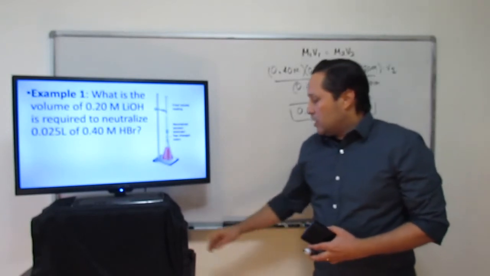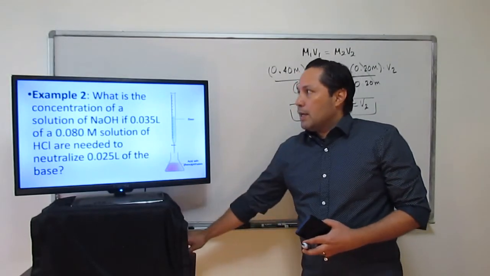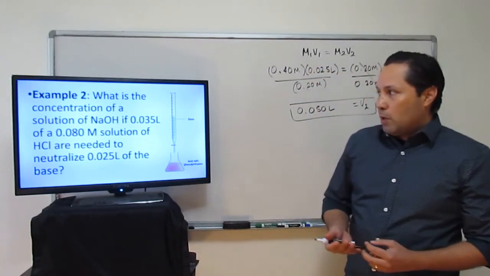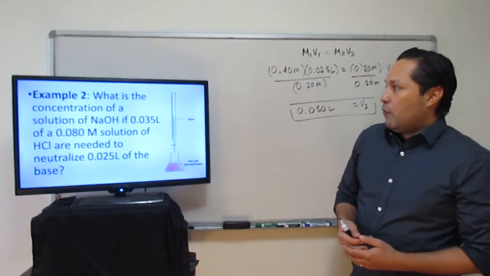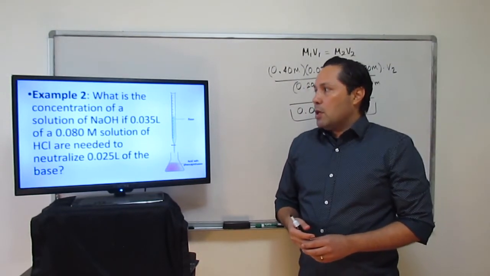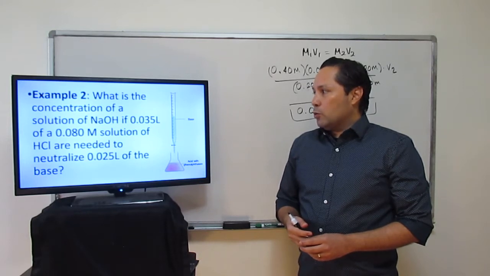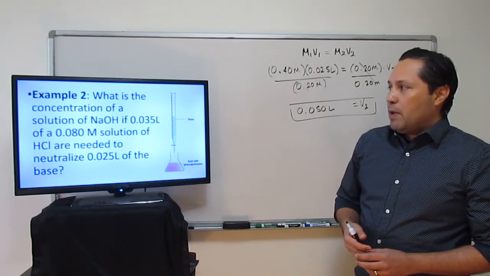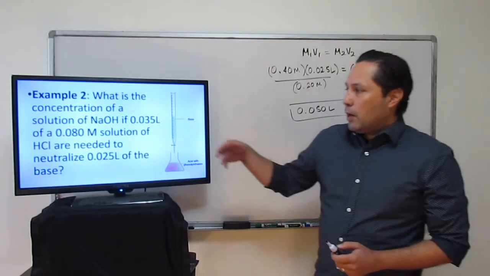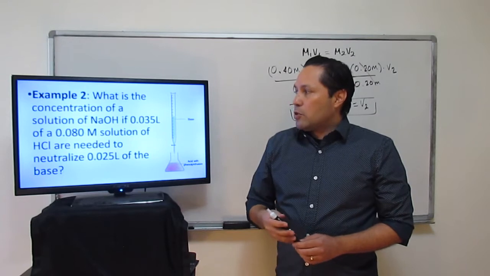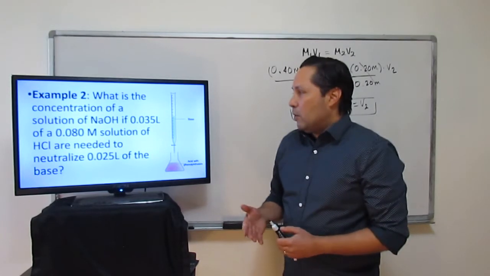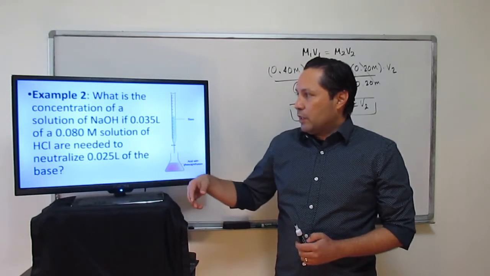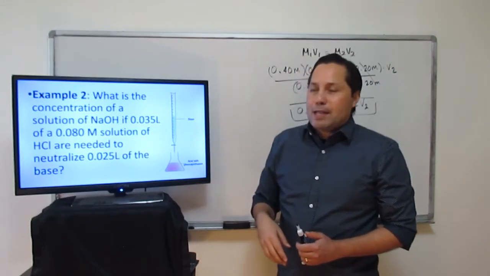All right, now let's take a look at a second problem. In this example, they ask, what is the concentration of a solution of NaOH, which is sodium hydroxide, a base, if 0.035 liters of a 0.08 molar solution of HCl are needed to neutralize 0.025 liters of the base? Our acid, HCl, is hydrogen chloride or hydrochloric acid. That is the acid we want to neutralize. It has this volume, 0.035 liters, at this concentration, 0.08 molar.